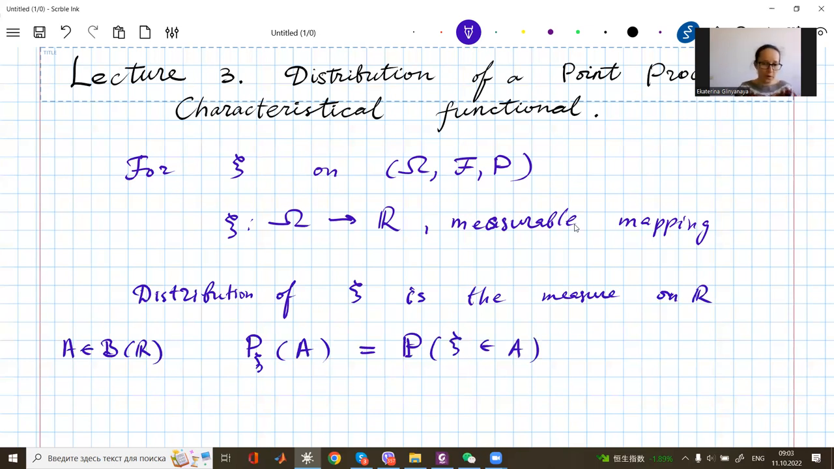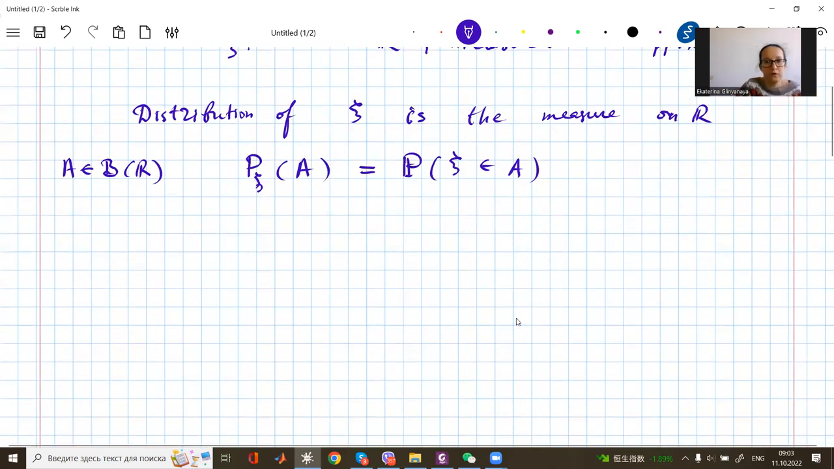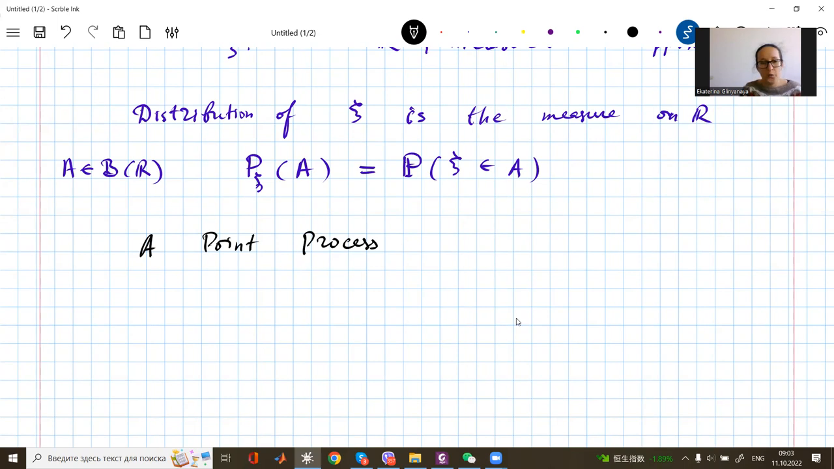In the same way, we can define the distribution of a point process. This is a very easy idea. So let's come back to a point process. I recall that a point process we consider as a random element in a space of measures. So it is now a measurable mapping from omega into, I recall the notation, N.